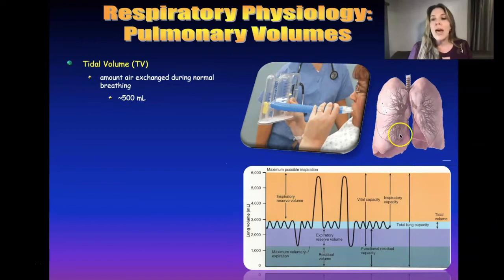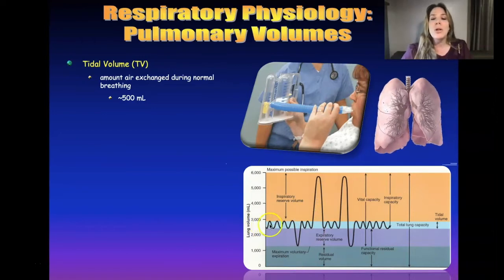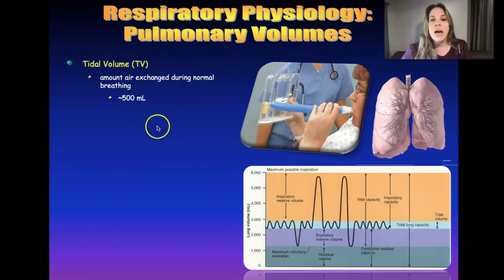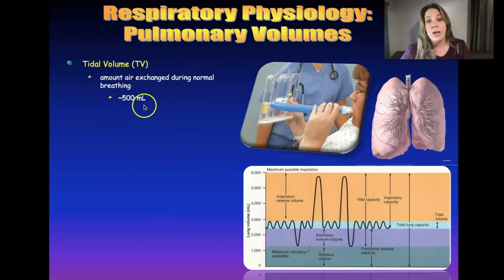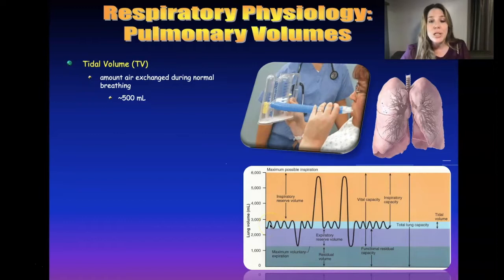So let's go ahead and start building a graph that will show these pulmonary volumes. So we're going to go right in the middle and write these little waves that represent tidal volume, normal inspiration and expiration. And again, we said it's about 500 milliliters of air exchanged in normal inspiration and expiration. So we're going to start the graph at about 2,500 milliliters of air and go all the way up to about 3,000. So that's half a liter exchanged, and we draw it up and down.